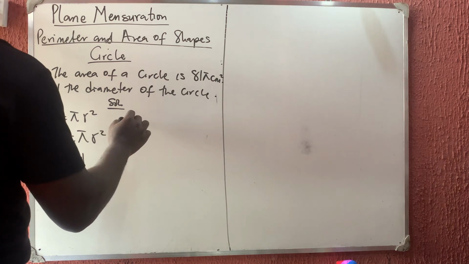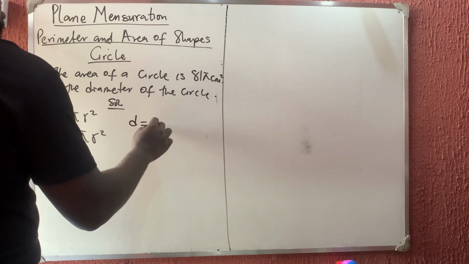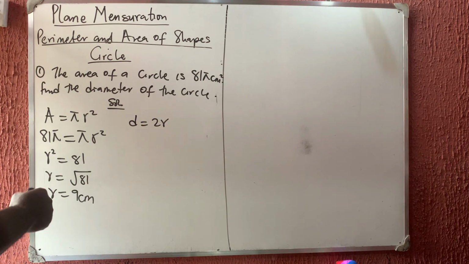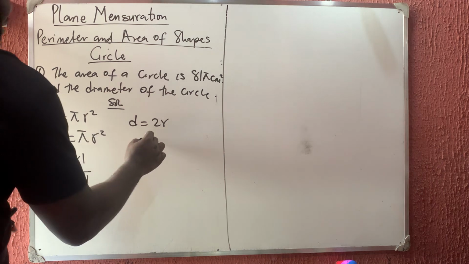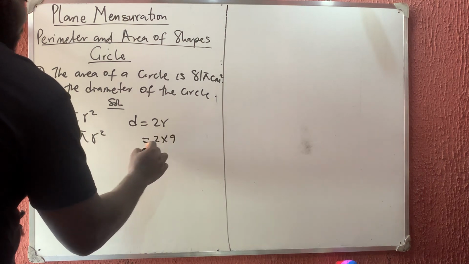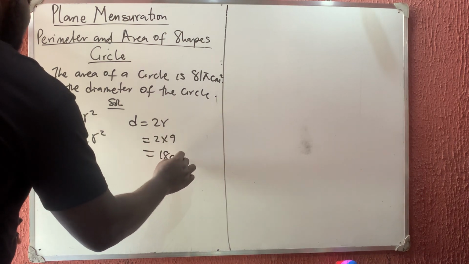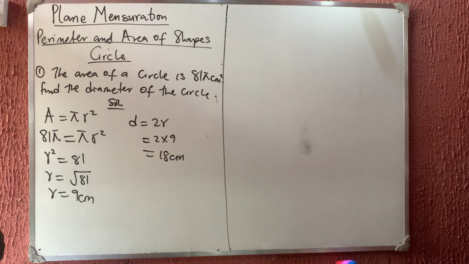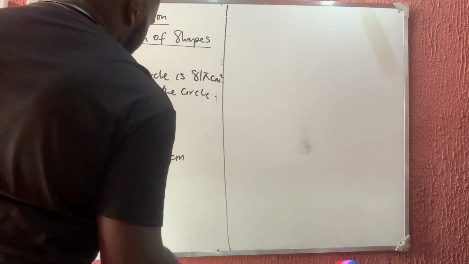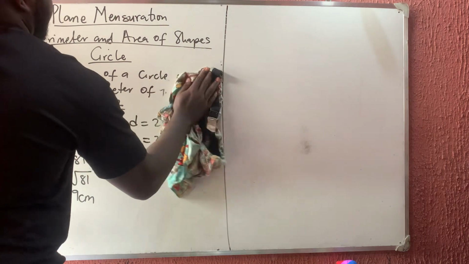But we should know that a diameter is 2 radii. The plural of radius is radii. So diameter will now be 2 times 9, which is 18 cm. So the diameter of this circle is simply 18 cm. We move to the next question.